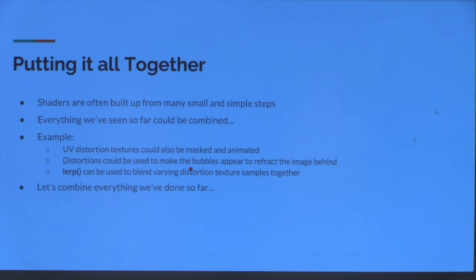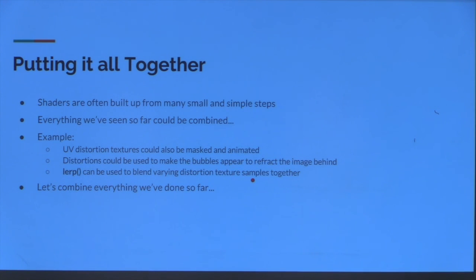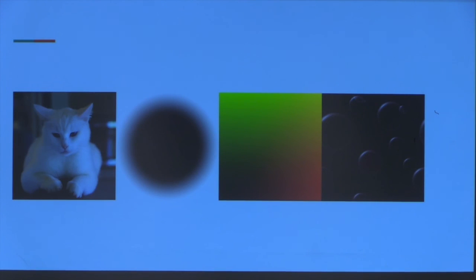Our distortions could be placed with the bubbles to make it look like the bubbles are actually refracting light if we had a distortion texture that looks just like our soapy bubbles texture. We could use our lerp to blend together distortion textures or other samples or whatever we want to do. Lots of different, very large possibility space here.